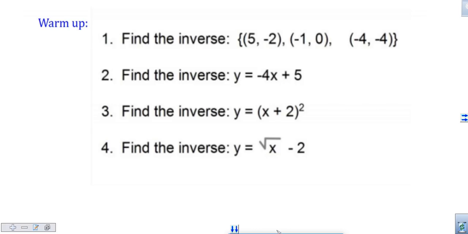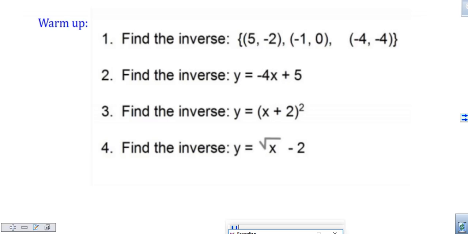Pay very close attention, and when I tell you to pause, pause the video, work it out, and then you can unpause it, and the answers will show up shortly thereafter. Okay? So this is your warm-up, so go ahead and answer these questions on your own, on your piece of paper. You can talk with your friends if you need to get some help, maybe, but you got this. Okay? So pause the video now.